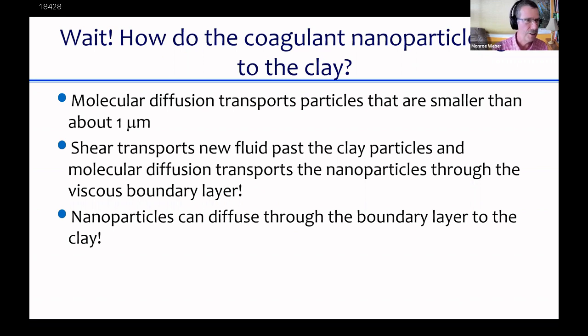And unfortunately, I think I answered the question on this slide. It's because there's something else that kicks in for nanoparticles, and that's molecular diffusion. Molecular diffusion provides another transport mechanism that allows the coagulant nanoparticles to zip around randomly and slowly penetrate through the viscous boundary layer around the clay particle and actually get in. I contend that if you had some magic way of turning off molecular diffusion, we would not be able to get the coagulant to attach to the clay particles, but diffusion does that for us.